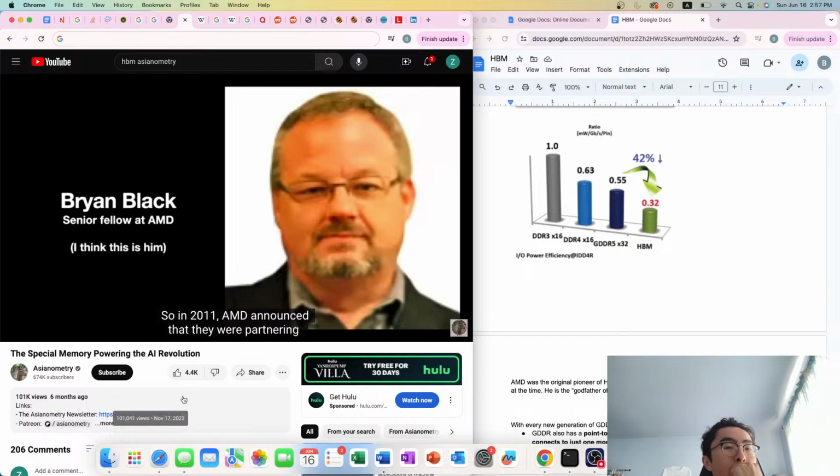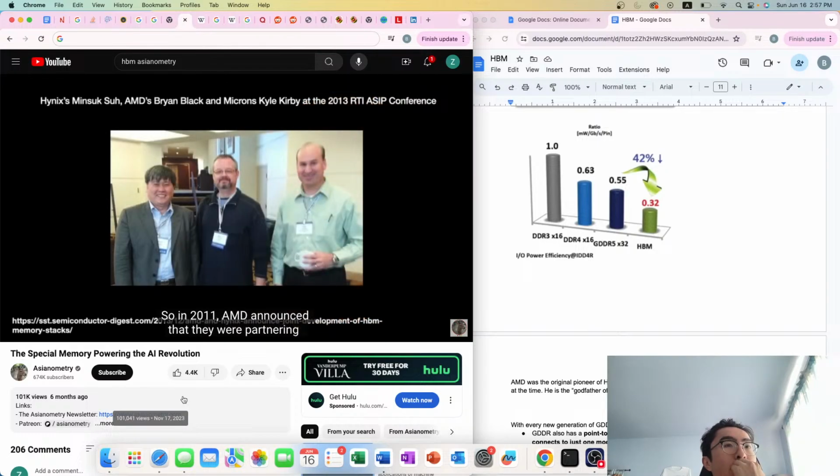So in 2011, AMD announced that they were partnering with SK Hynix to develop something to essentially replace the GDDR standard, particularly with regards to this power consumption issue.